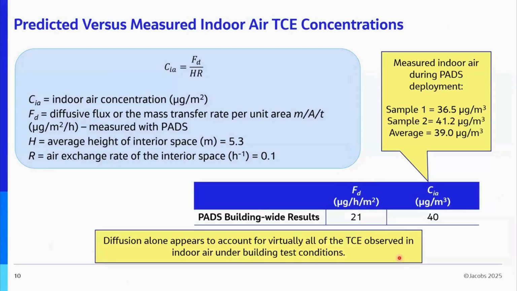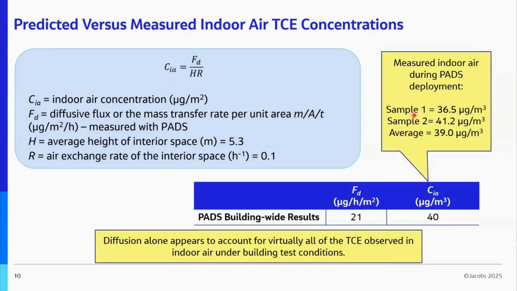Another interesting thing you can do, if you know the flux through the floor of a building, is calculate the predicted indoor air concentration if you know the air exchange rate and the building geometry. So using this equation and that flux result of 21 that we measured, given the air exchange rate that we measured using a blower door, 40 was our predicted indoor air concentration from the flux through the slab that we measured.